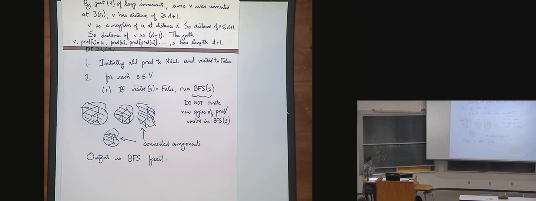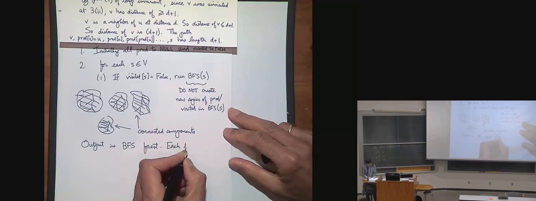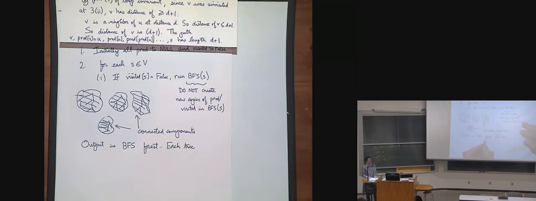Okay? So each tree, does forest make sense? It's a collection of trees. Yeah? So basically the output is like what you drew there. It's like separate forests, or separate trees. Okay. Gotcha. So imagine that you're running BFS of S for one source in each of these components.